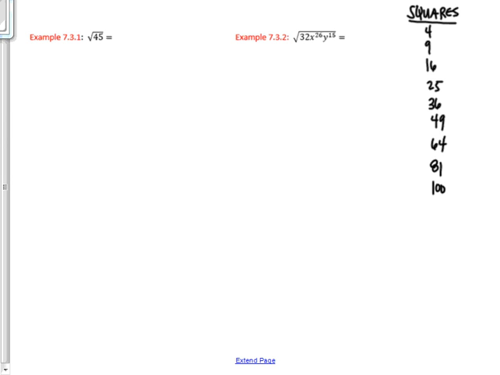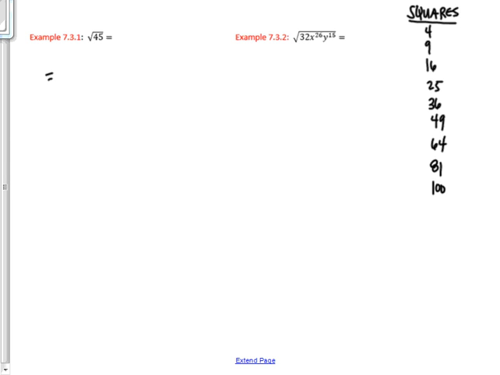Alright, so this lesson is on how to simplify and multiply radicals. Okay, so we're looking at the first one, which is the square root of 45. We know how to do something like the square root of 36. Well, it's just 6. We know how to do it when it's a perfect square, but what if it's not a perfect square?